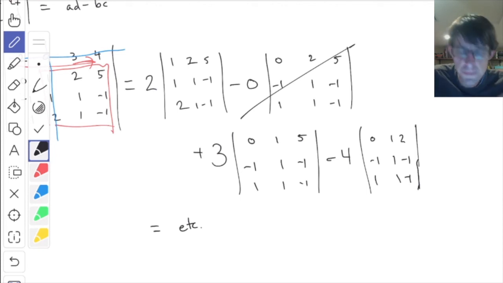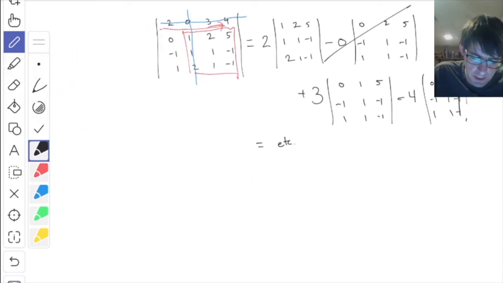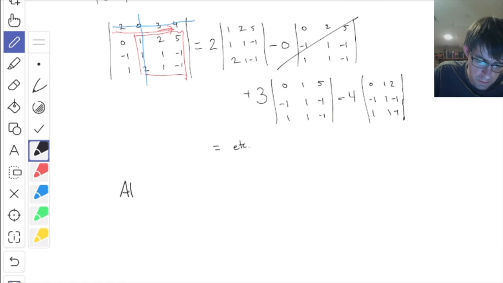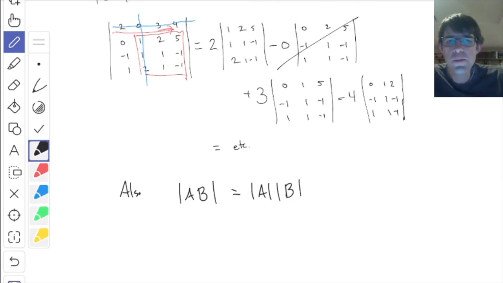The other important fact that you should know about the determinant is this, also a fact. The determinant of A times B is the determinant of A times the determinant of B. This comes up and is important in a lot of different contexts, but I don't think I want to say much more about it than that's what it is. It's a fact, all right?